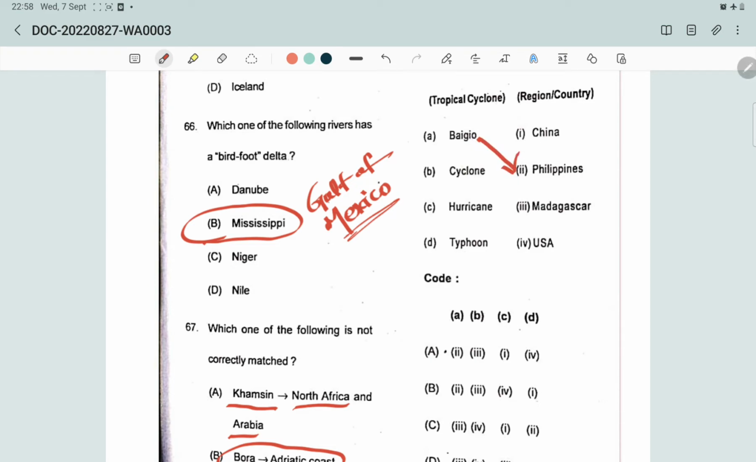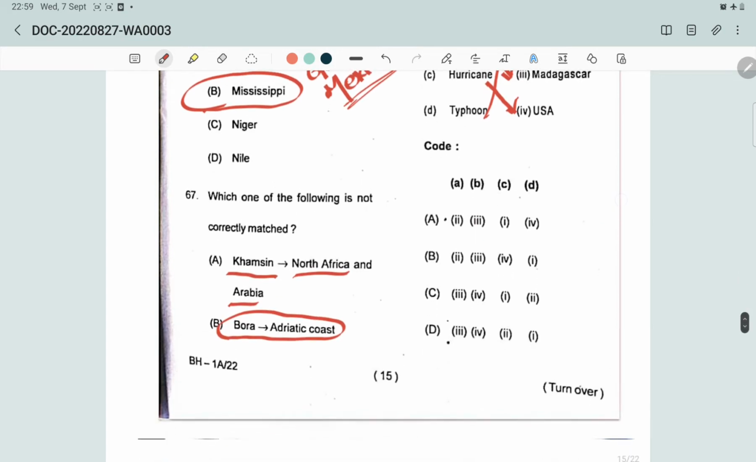Then cyclones are found in South Pacific Ocean and Indian Ocean, hence it is matched with Madagascar. And hurricanes are found in the Atlantic, so they can be associated with USA. And typhoons are generally found in Western Pacific and South China Sea, hence it is matched with China. Then which will be the correctly matched code? That is option B.